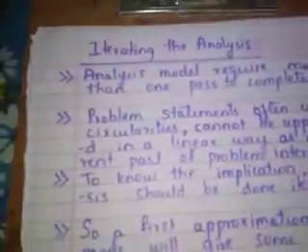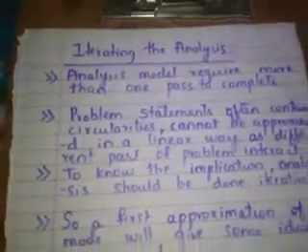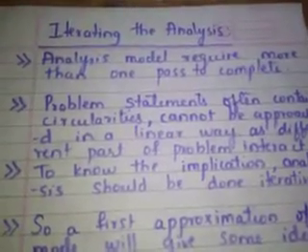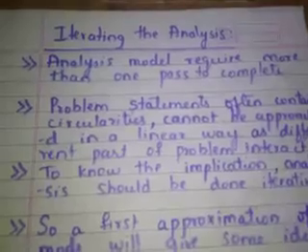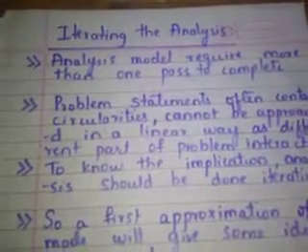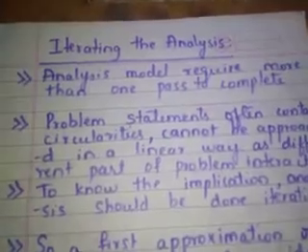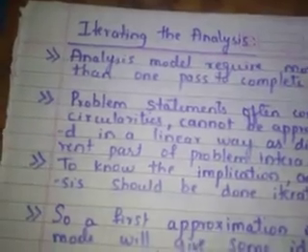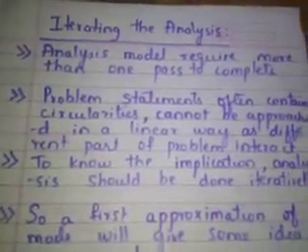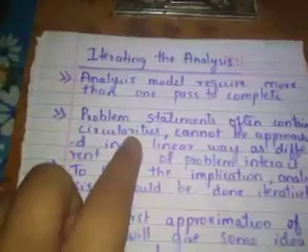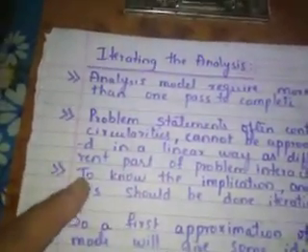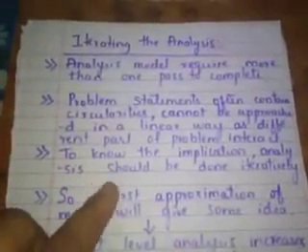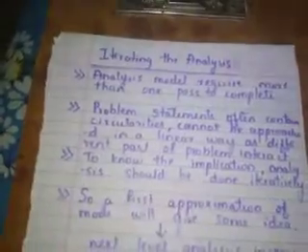Next is iterating the analysis. Analysis model cannot be decided just in one pass. It requires repeatedly understanding and going through many number of passes so that we can come to a conclusion that this analysis is correct. The problem statements often consist of different components that may be connected linearly or they may be connected in circularities. So within one pass we may not understand their actual relationship. To know the implications, analysis should be done iteratively.